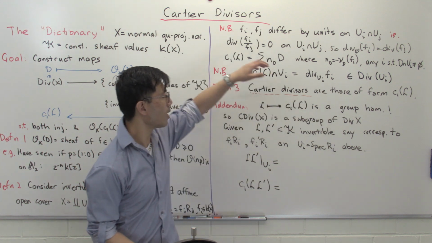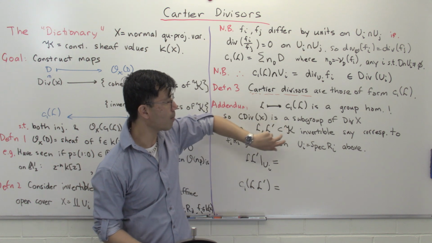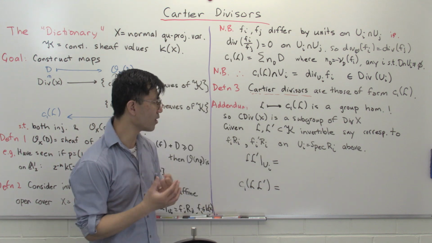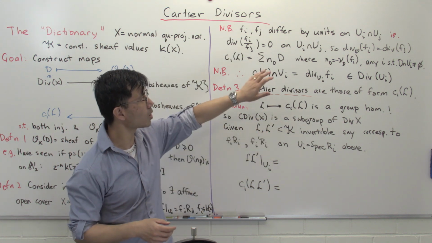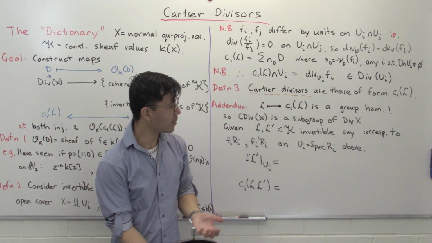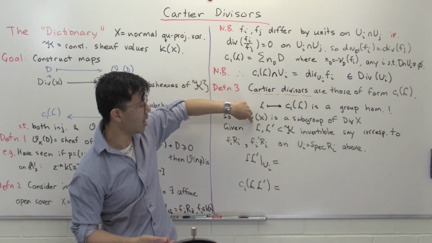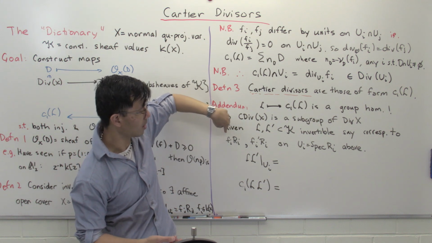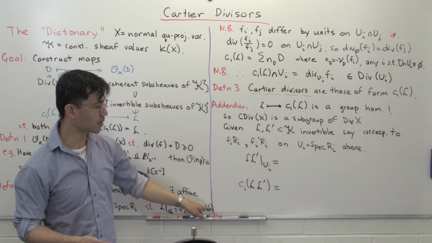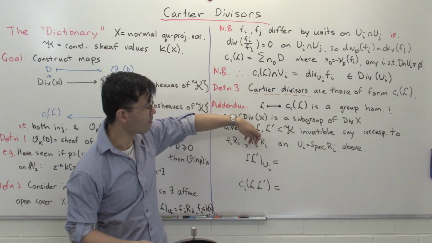So what is the group structure here? Suppose you have two elements, L and L prime. They're both invertible subsheaves of this script k, so invertible subsheaves of rational functions. We may as well assume that we've made this affine cover sufficiently fine that they become free of rank 1 on that affine cover. So let's suppose L is given by these FIs. It's basically FIRI as a submodule of this module of rational functions, and L prime is given by FI primes.